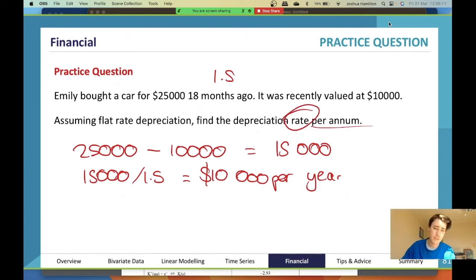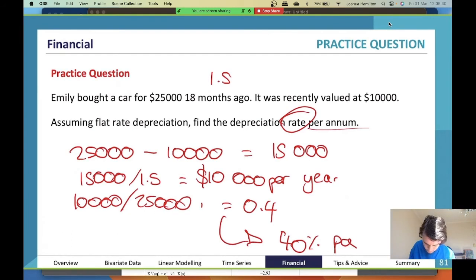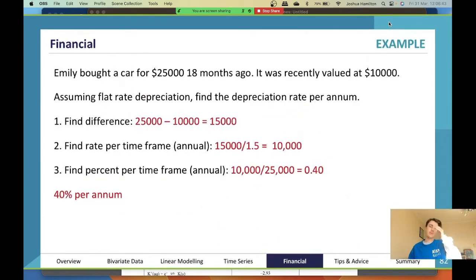We want to find the rate off the original. So we're going to go 25,000 divided by 10,000, and that's going to equal, it's actually the other way around, sorry, my bad. You want to do 10,000 divided by 25,000. And you're going to find a value of 0.4, which is essentially 40% per annum. I do have that answer, 40% per annum. So the rate per annum in terms of money was 10,000, but I wanted the actual percentage per annum, which is 40%.